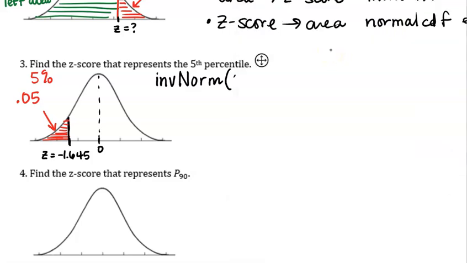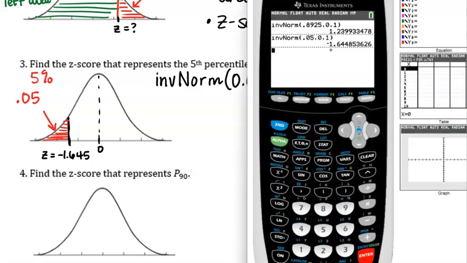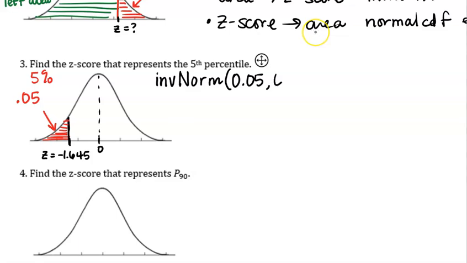So we would put in our left area first. The calculator is already going to go ahead and give us 0 and 1 for mu and sigma. And we get negative 1.644. This is right. Perfectly fine. And the last way I will show you how to do this problem is on StatCrunch.